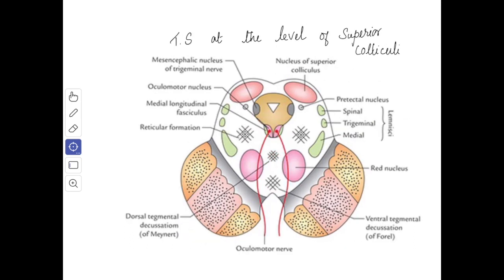Next we'll see the features at the level of the superior colliculi. So this is a transverse section at the level of the superior colliculi. First we'll see about the gray matter, starting with the central gray matter. The central gray matter in each half contains two nuclei: the oculomotor nerve nuclei and the mesencephalic nucleus of the trigeminal nerve.